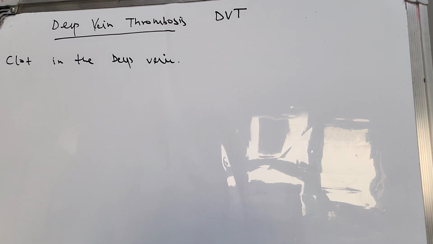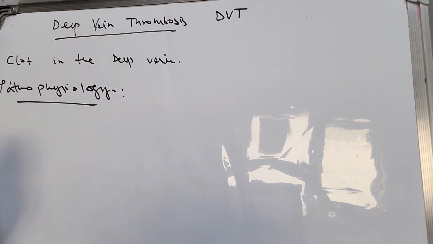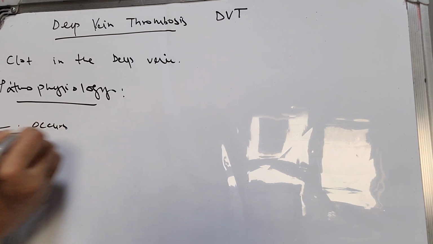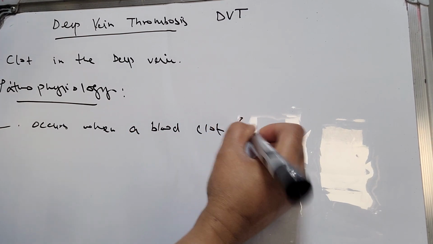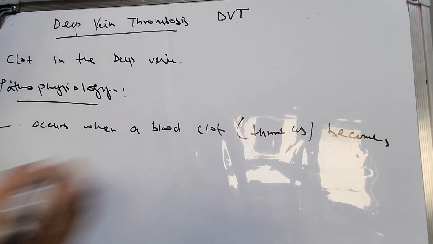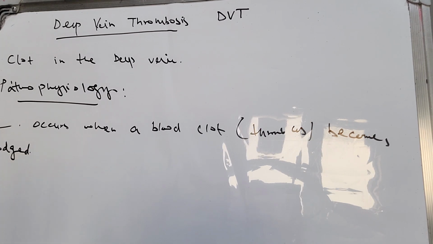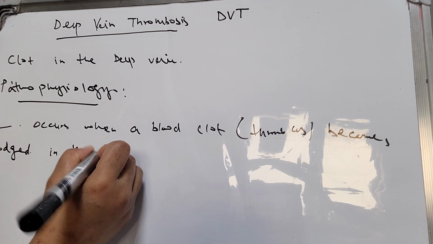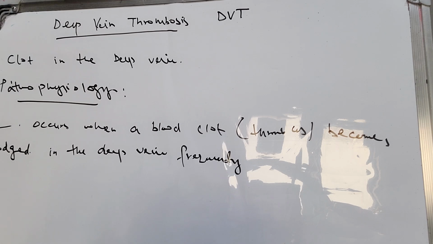Now we will talk about the pathophysiology. So pathophysiology, first we will talk about when this blood clot is happening. So it occurs when a blood clot or thrombus becomes lodged, meaning it becomes a clot and stuck in the deep vein, frequently in the lower extremities.